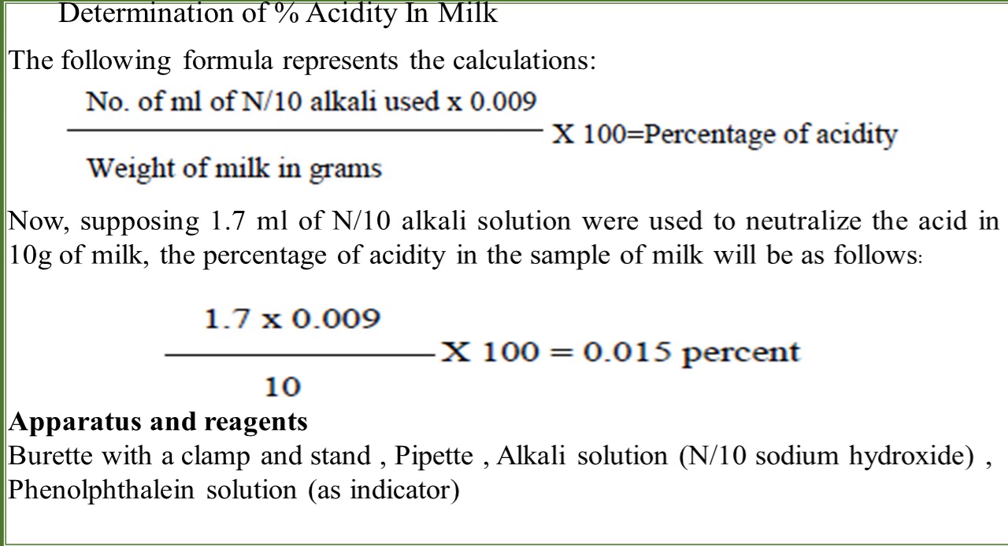This is the percentage of the acidity in the milk formula. Now here the example has been solved. And what could be the apparatus and reagents? Burette with the clamp and the stand, pipette, alkali solution, phenolphthalein solution.